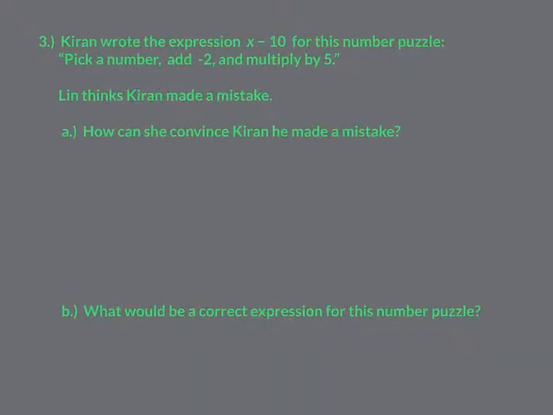Okay. Kieran wrote the expression x minus 10 for this number puzzle. Pick a number, add negative 2, and multiply by 5. Lynn thinks Kieran made a mistake. How can she convince Kieran he made a mistake?